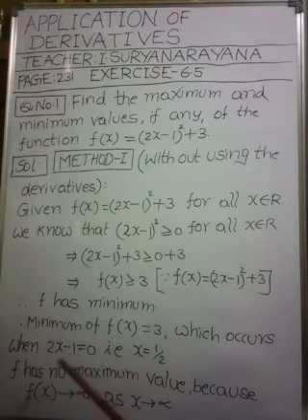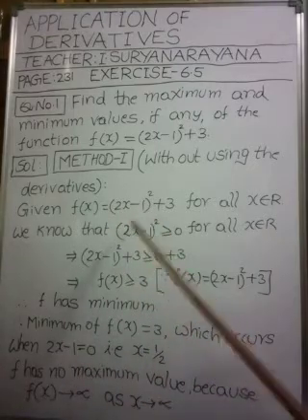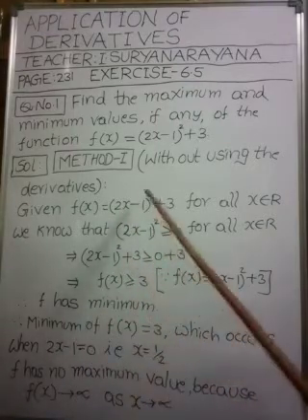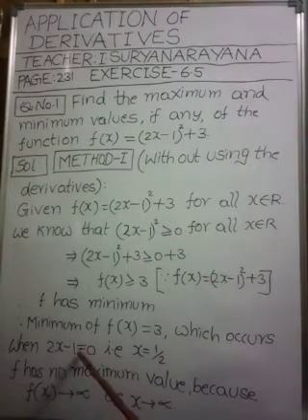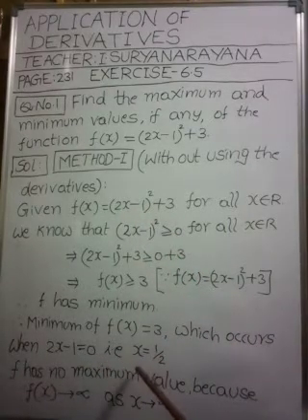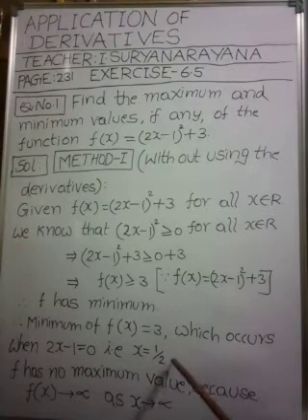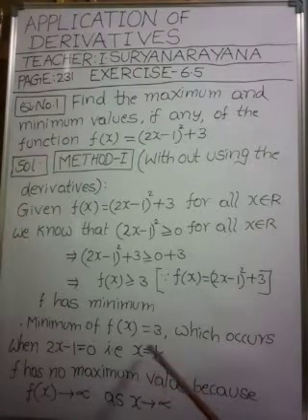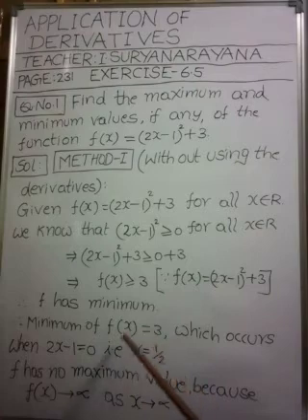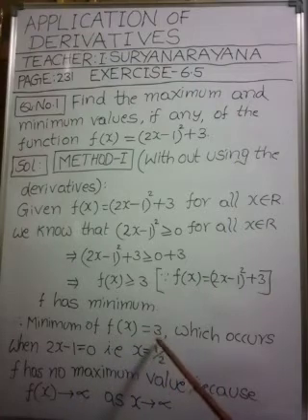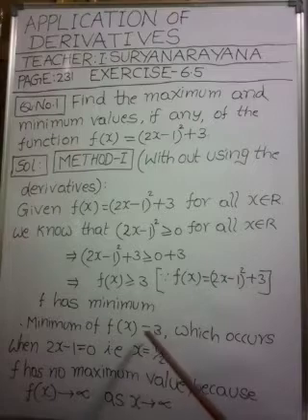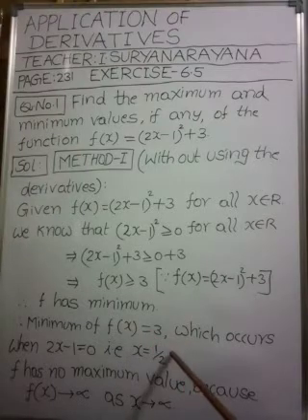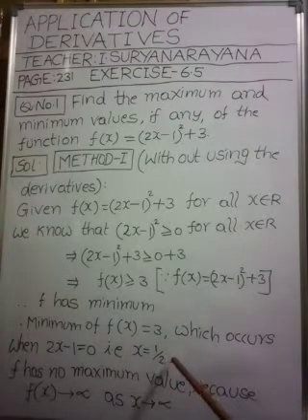When does it occur? When 2x minus 1 is equal to 0. Okay, my children, by solving this equation, what will you get? x value is 1 by 2. Understood this step, my children? So if x is equal to 1 by 2, then f of x is equal to 3. This is the minimum value at x is equal to 1 by 2. Understood this point, my children? Right.